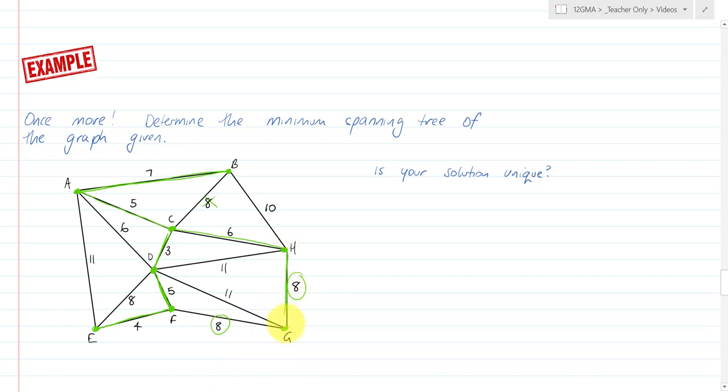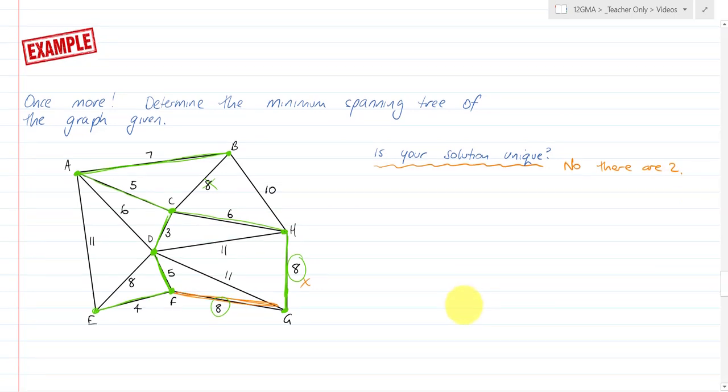So let's say I chose this one. That would be a minimum spanning tree, but of course this would also be a minimum spanning tree if I had that and not this one. So I've got those 2 options, and it's always worth keeping that in mind. But of course, is my solution unique? No, it's not. There are two solutions. So just get that in mind. You've got two possible solutions here.